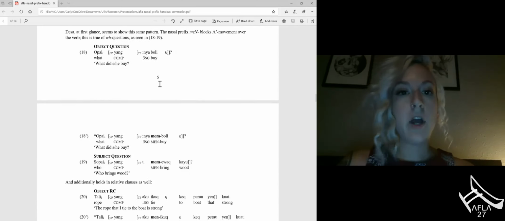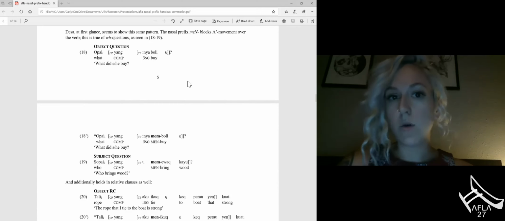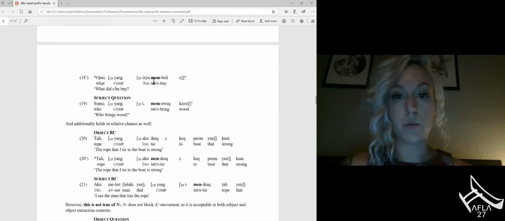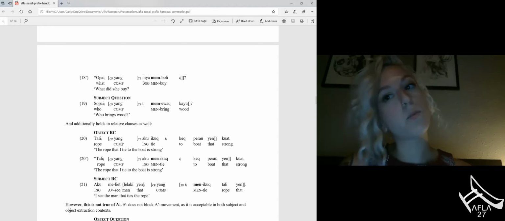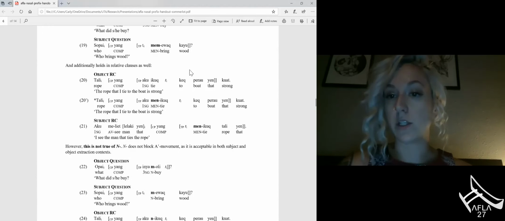So we have 18, an object question in Desa. This has a bare form of the verb boli, so opai yang inya boli, what did he or she buy? And if we try to add the full nasal prefix here in 18 prime, we get an ungrammatical question. And this contrasts again with the subject question in 19, siapa yang membawa kayu, who brings wood, perfectly acceptable to have the nasal prefix. And this pattern holds in relative clauses as well.